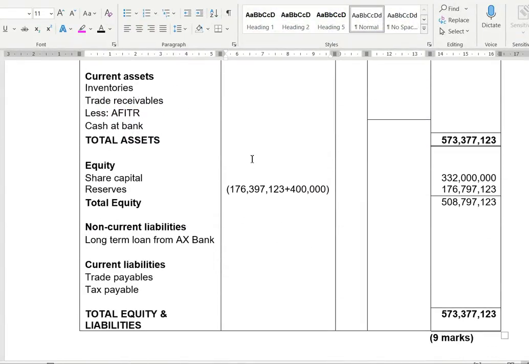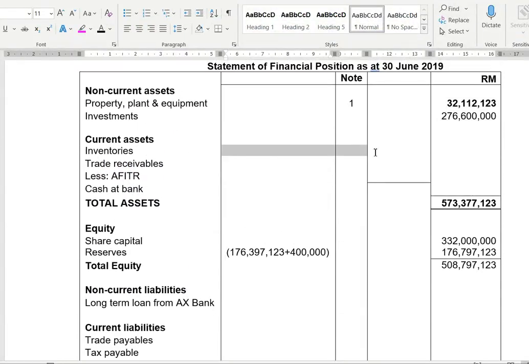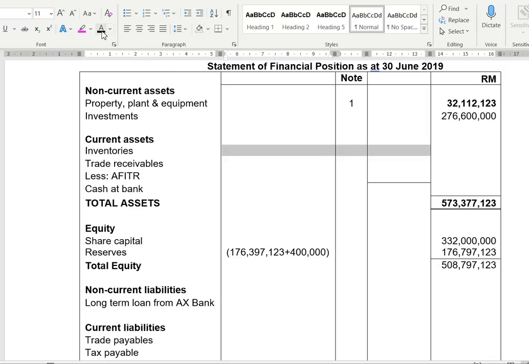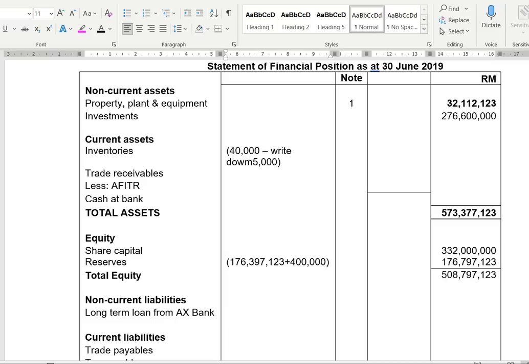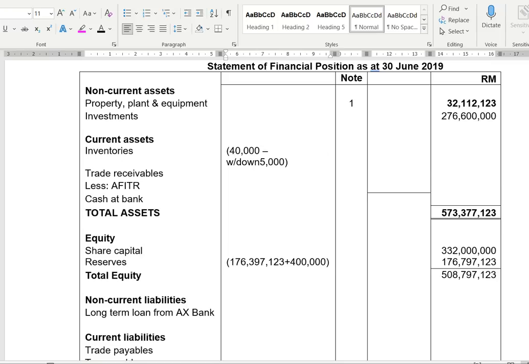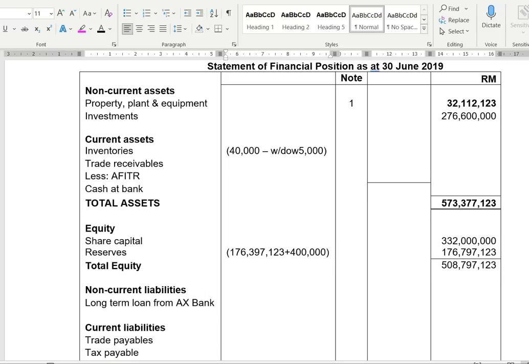Next is the inventory. The item inventory must be written down with the amount of write down, right? For the 5,000. This is the write down amount. Write down. I put here write down. Okay, don't just ignore that.